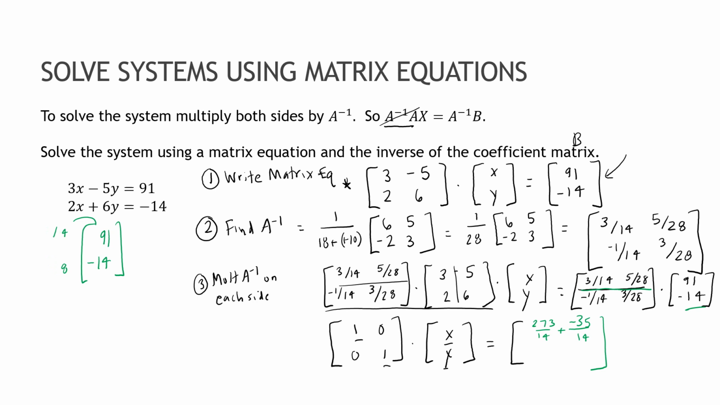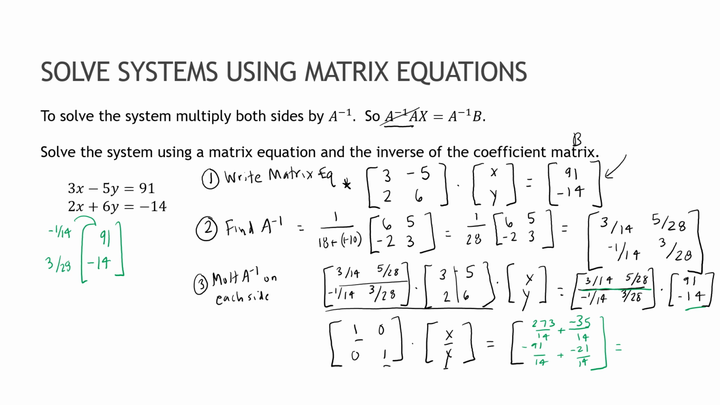And then I'm going to do the same thing with the other guy, which is negative 1/14 and 3/28. And I'm going to get negative 91/14 and negative 21/14 if I reduce from the 28 that I would have on the bottom. Cool. So now let's see what happens.